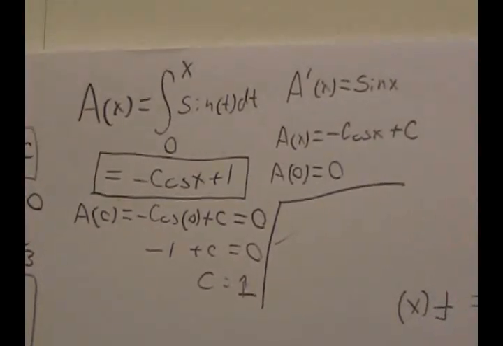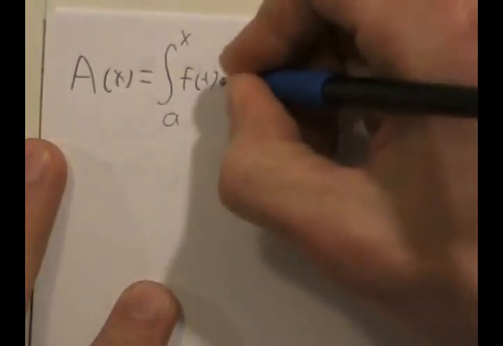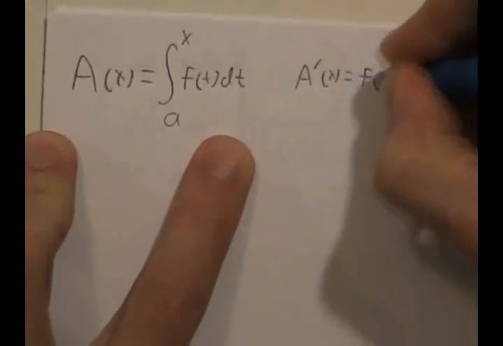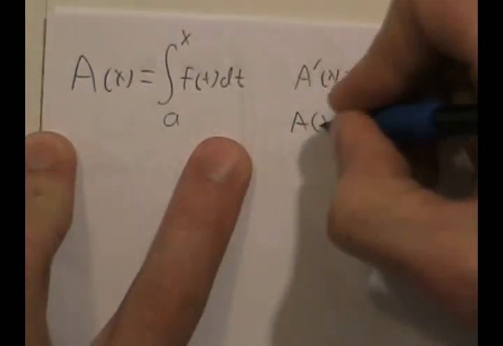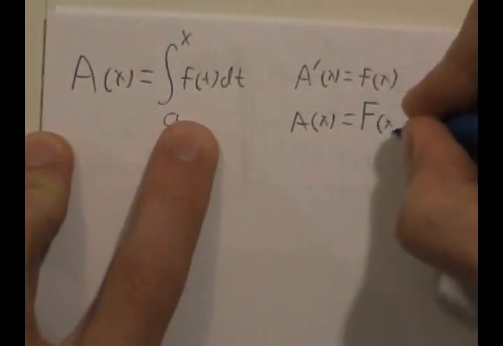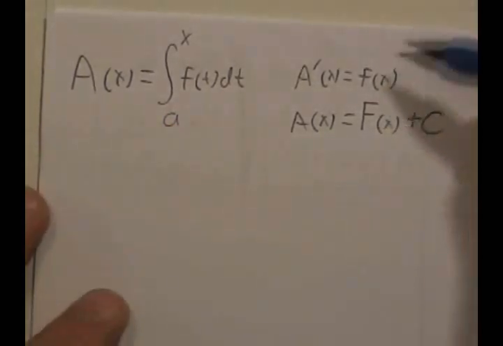Let me wrap this up by doing it with an unspecified function, little f of t. So what did we find? We said that a of x, functions defined by definite integrals, from a to x of f of t dt, we know that a prime of x must equal f of x. Therefore, a of x, this function itself, must equal an antiderivative of little f, which I write as big F of x plus a constant. So when I write a big F, I'm talking about some antiderivative of little f.